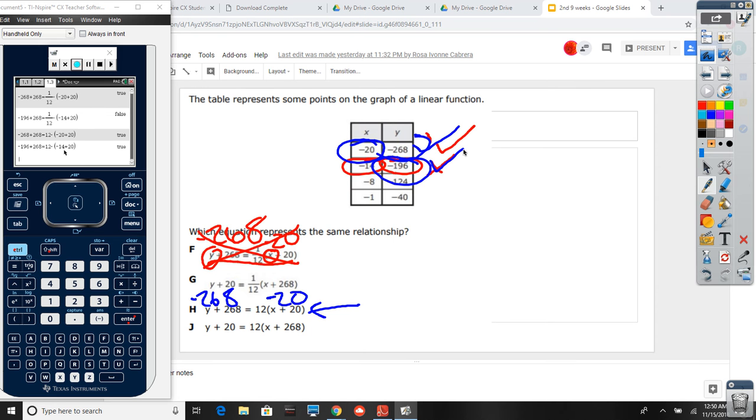And then I'm just gonna do one more point. I'm pretty sure if I check this third one and it's correct, then it should be good. So instead of that negative 196, I'm gonna put negative 124. And then instead of this negative 14, I'm gonna type in a negative 8. And it's also true. Okay, so all those three work.